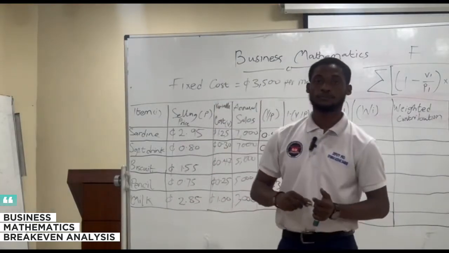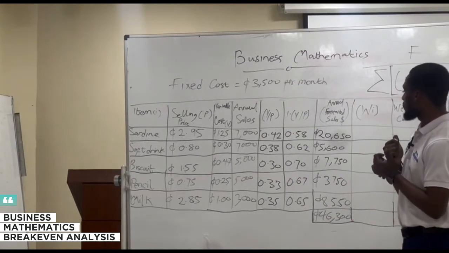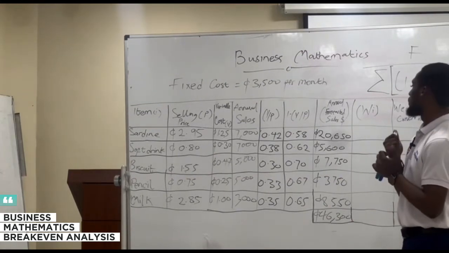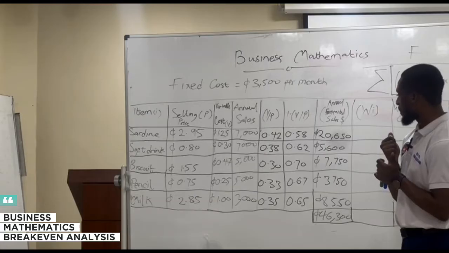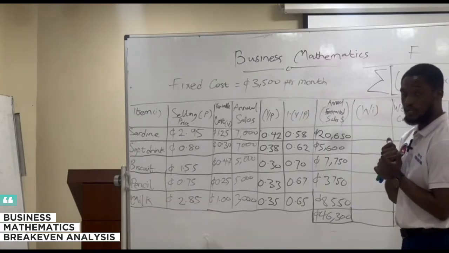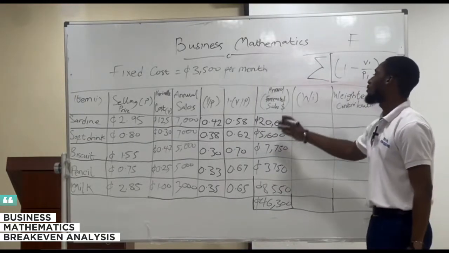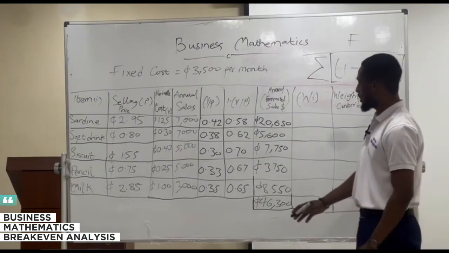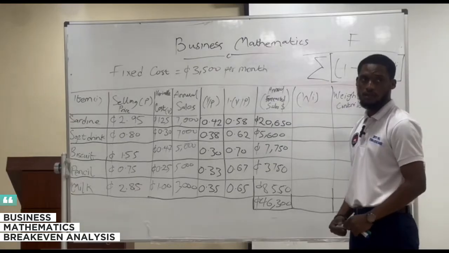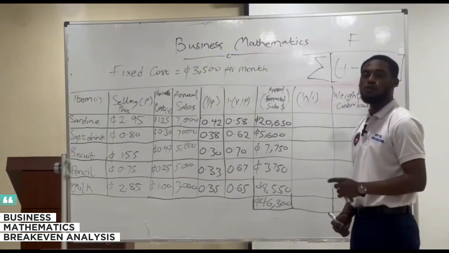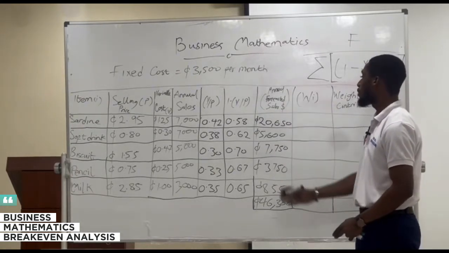So now we have calculated our annual forecasted sales for all the items. We've calculated the 1 minus bracket VC over P for all the items, and we've calculated the VC over P for all the items. Okay, so now we have our annual forecasted sales, and its total is 46,300. As I said, you can't go ahead to find the WI without getting your annual forecasted sales.